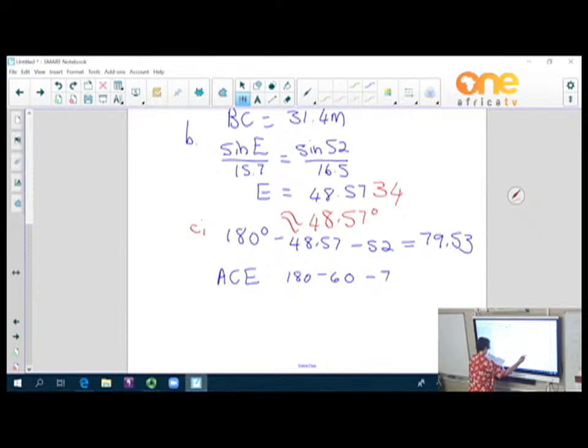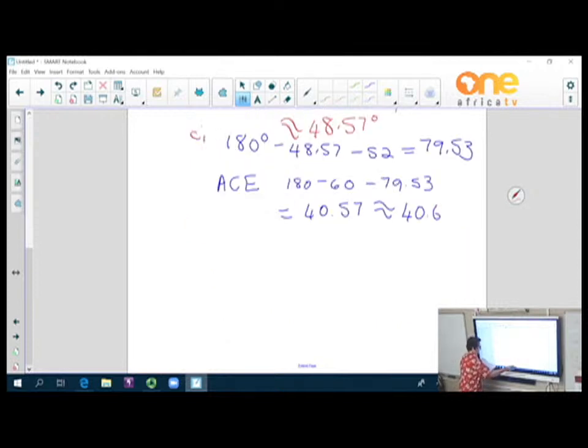Okay, and then we can say that in ACE, in this triangle, it is 180 minus 60 minus that 79.53. Remember they said it was a straight line, so that's why I just subtract them, and we get 40.57, which rounds off to 40.6. So that's how we get that 40.6, just working with the triangles.